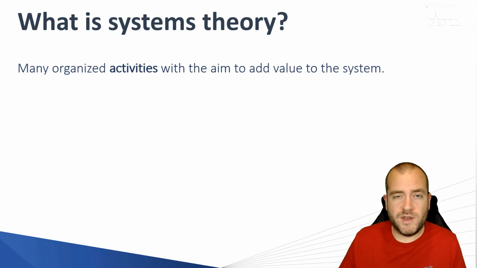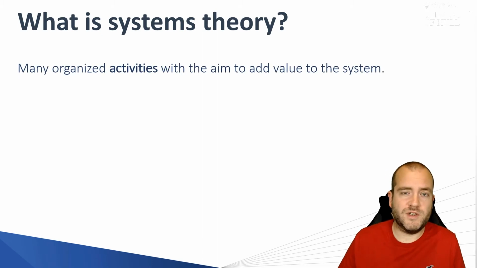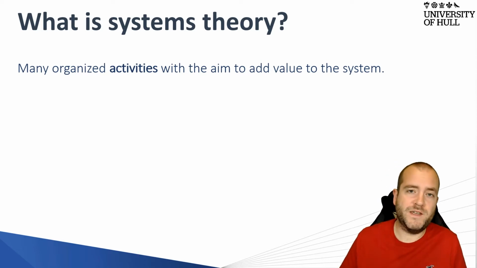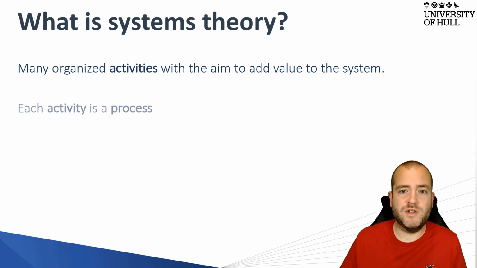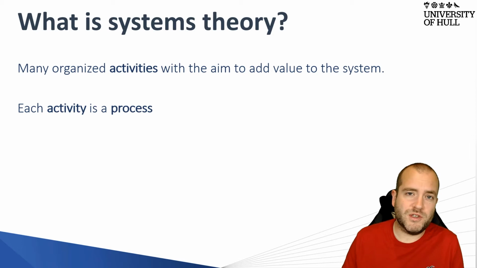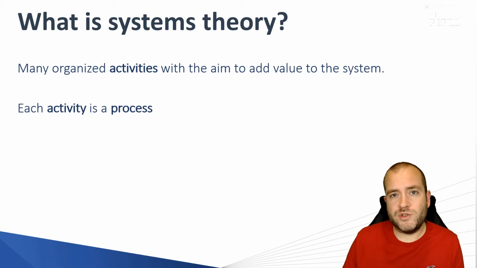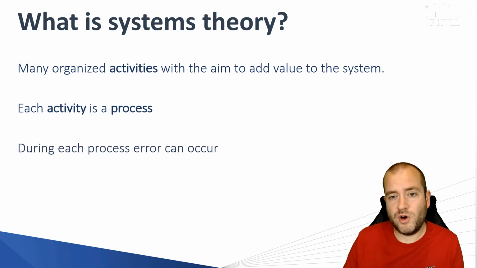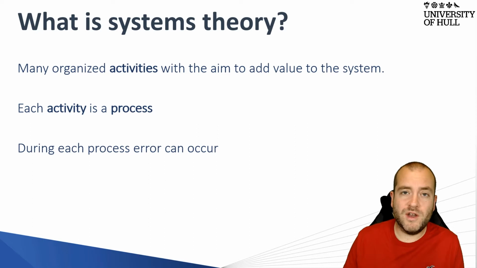Systems theory is many small organised activities that happen within industry or healthcare that aim to add value to the overall system. These activities work individually, and so we can say that each activity is actually a process. These small processes going on add to the overall working of the system. But the important thing to recognise is that in each one of these small cogs or activities, an error can occur.